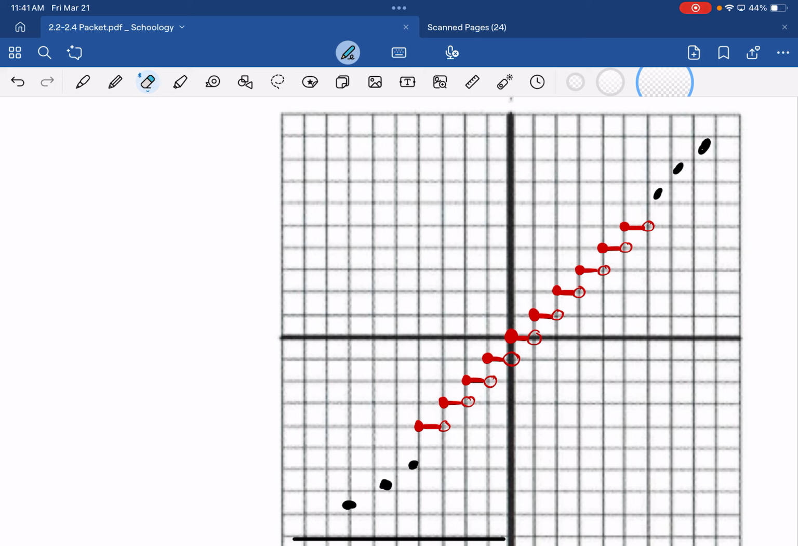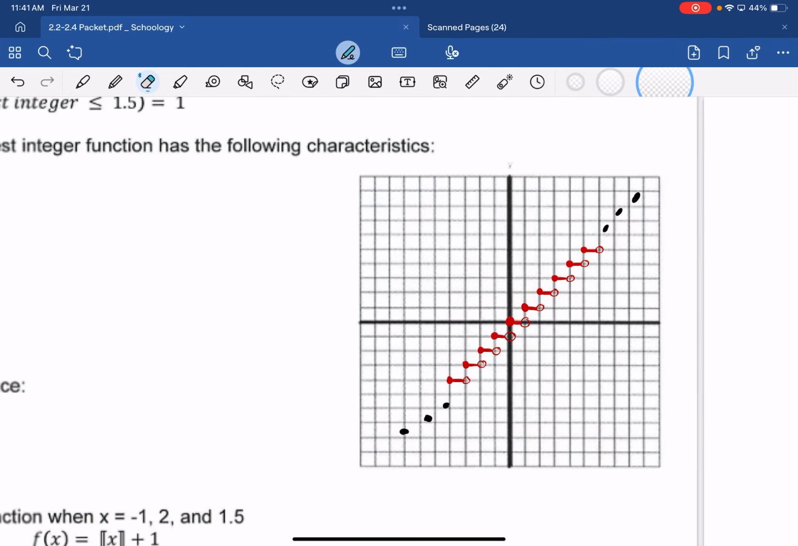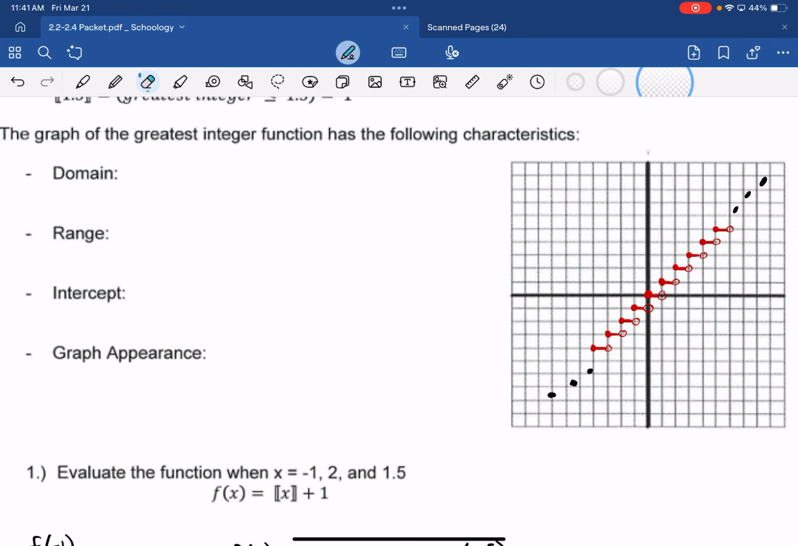On the test, you will not be asked to graph this. Okay? You will not be asked to graph this, so don't panic. Okay? But you may be asked to solve, which we'll get to, okay?